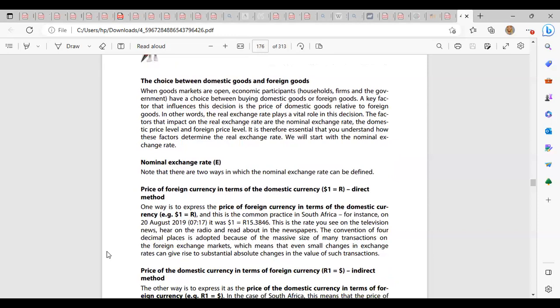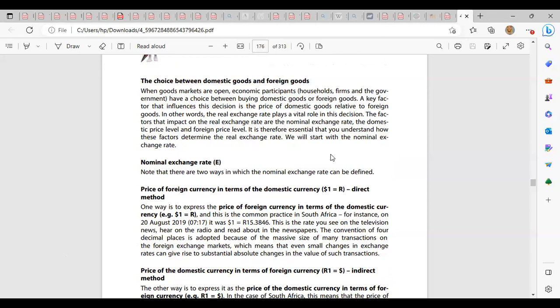So when the goods market is open, which means we are open to trade, economic participants, which are the households, firms, and the government, do have a choice between domestic goods and foreign goods. But obviously, because we are now looking at two different markets here, we are looking at the domestic market and the foreign market.